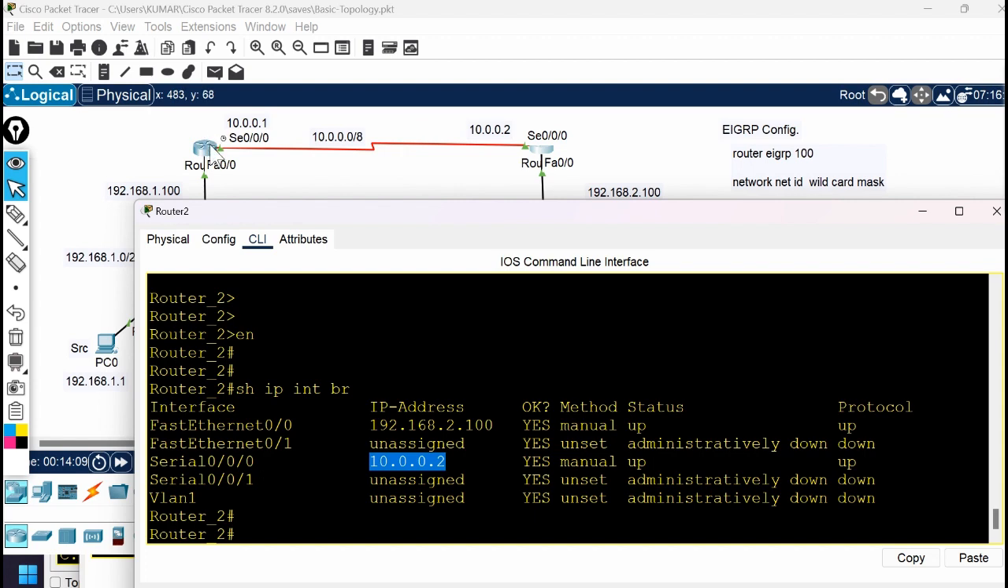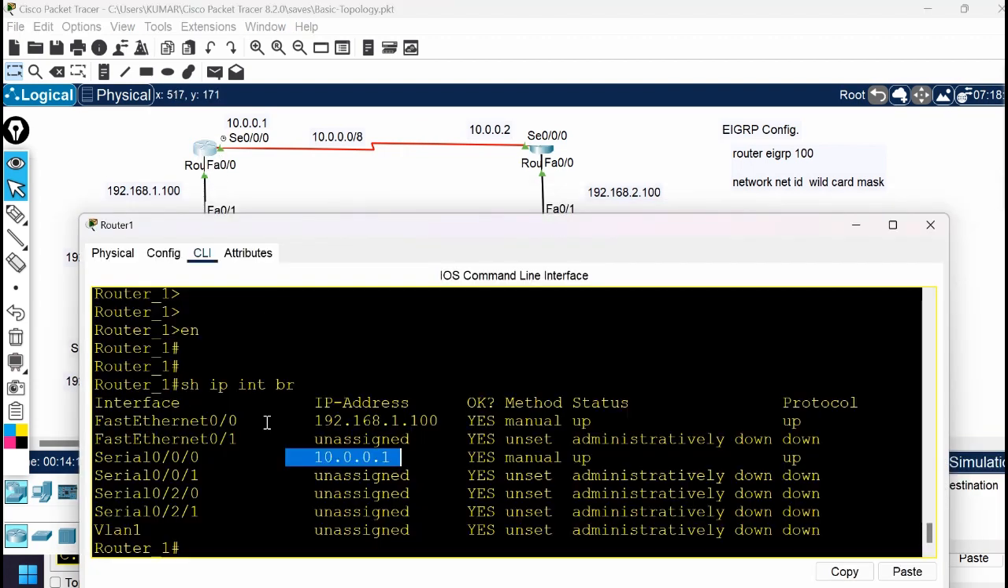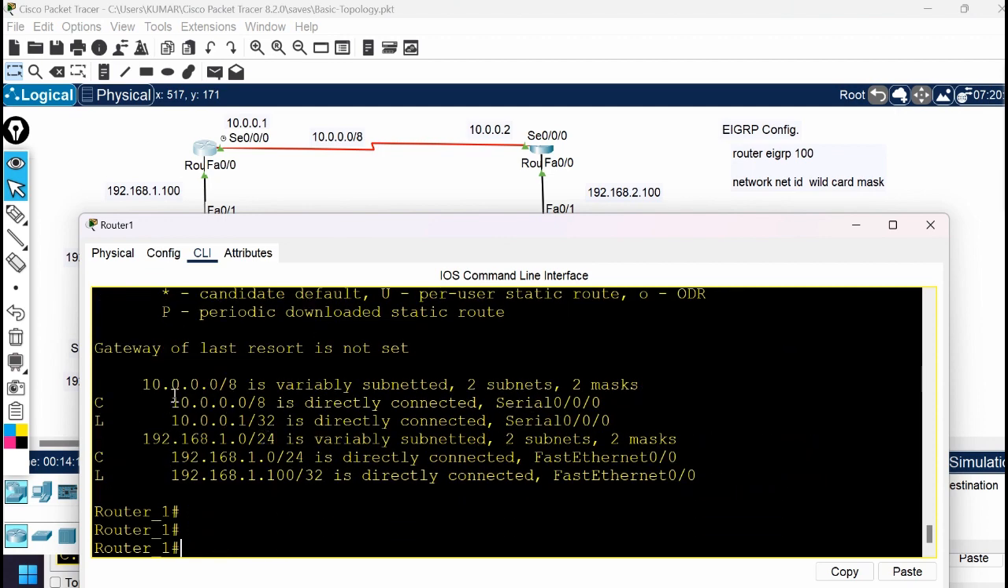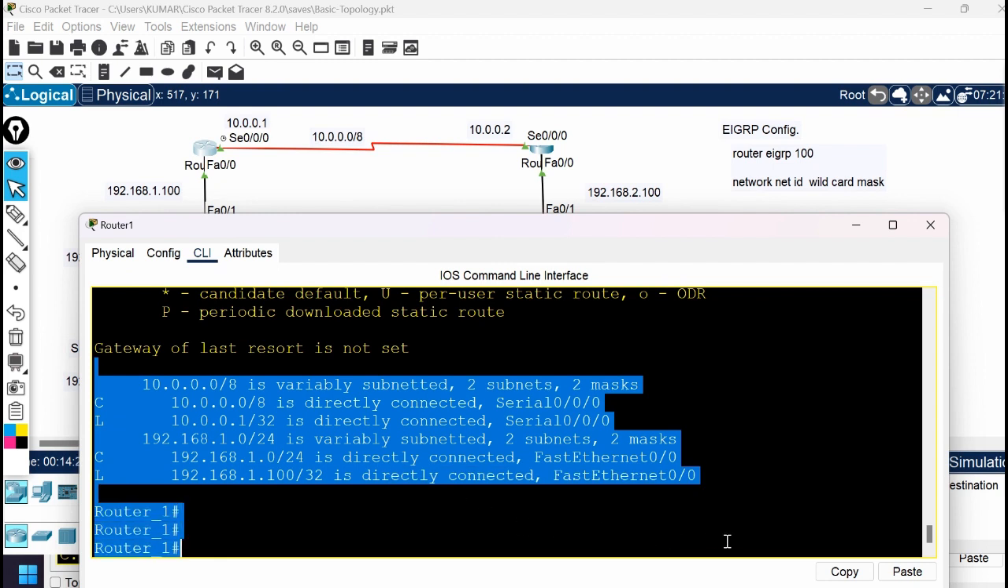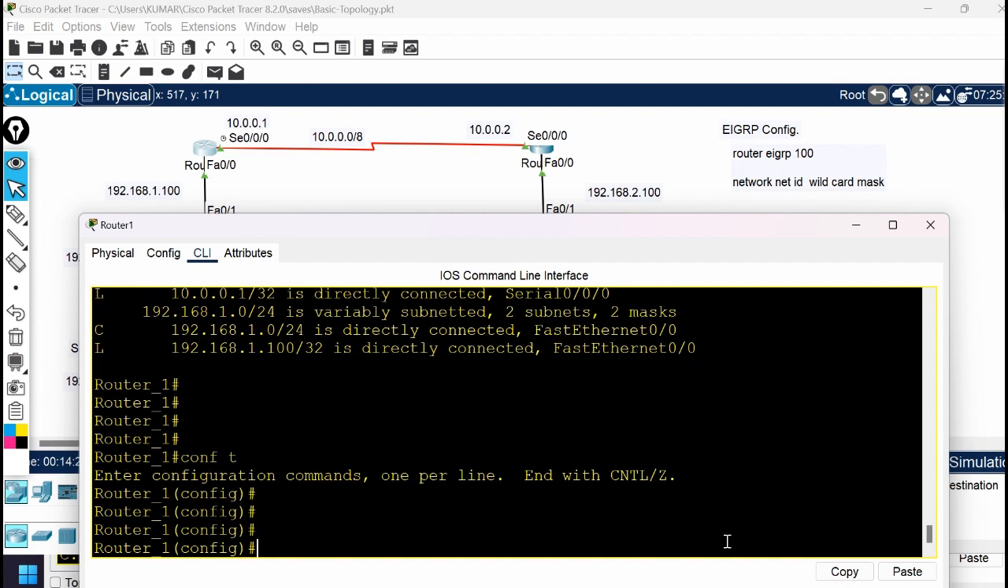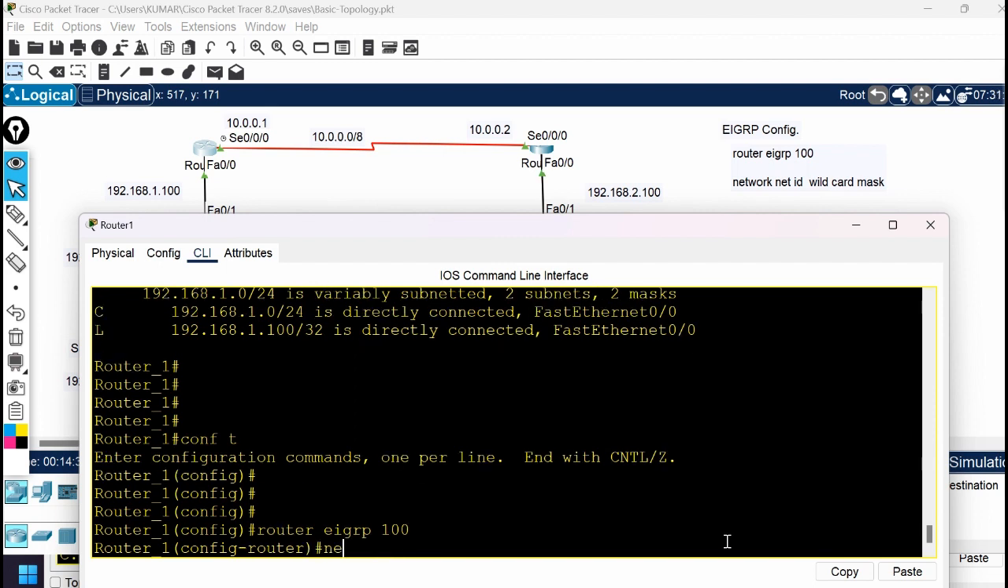So let's move ahead and configure the routing protocol now. I'll come back to this router 1 and do the configuration first. Show IP route. See, this 2.0 network is not present in this router. That's the main reason you are unable to communicate. So what to do now? Go to configure terminal, router EIGRP, and then some number, let's say 100. AS number is 100. And then you will say network and then the network ID.